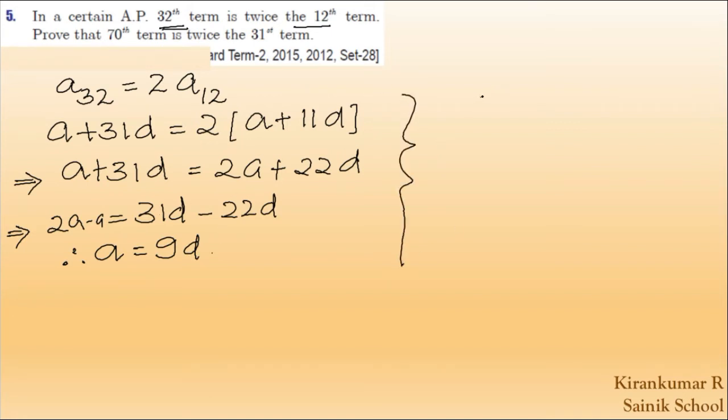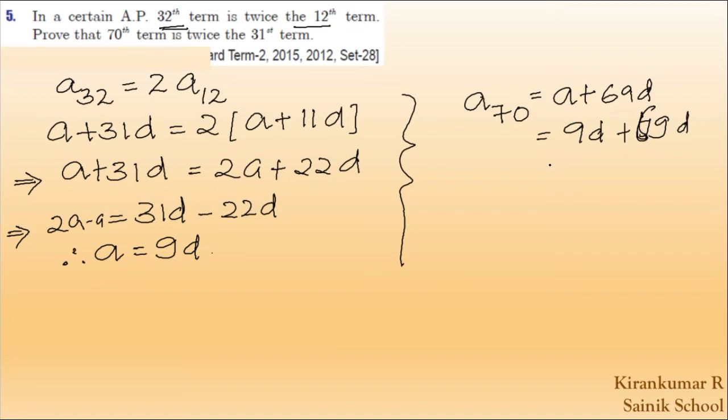Now let us take the 70th term. A70 will be a plus 69d. A value we have found as 9 times d plus 69d. So 69d added to 9 times d will become 78 times d.